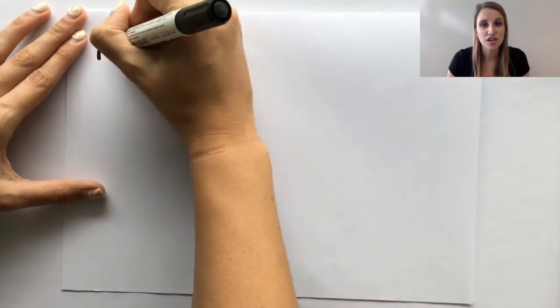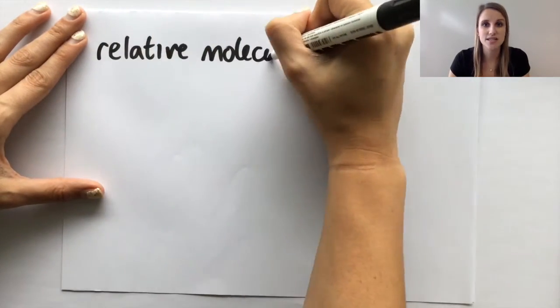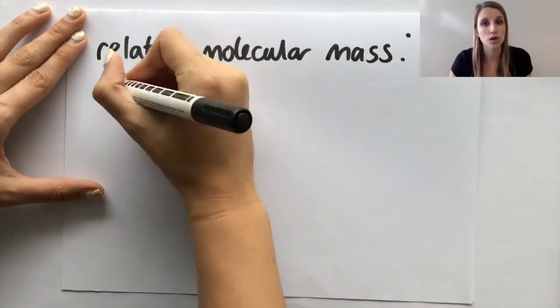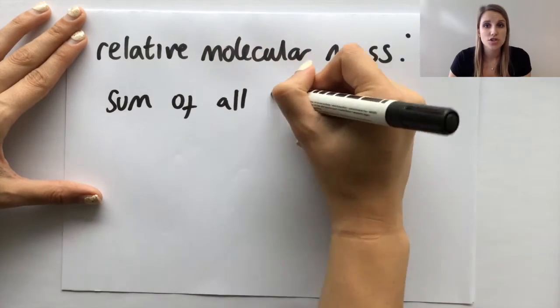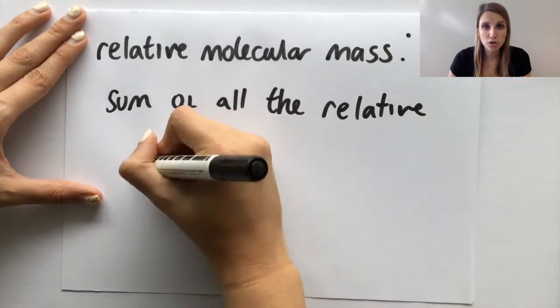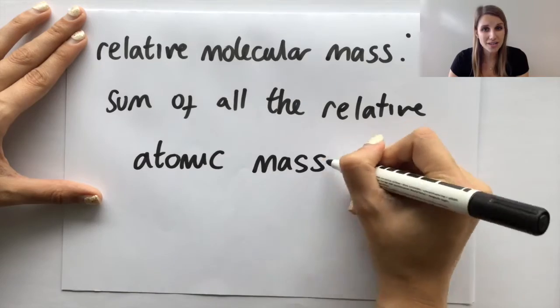The definition of relative molecular mass is the sum of all the individual atomic masses. So what that means is if you've got a molecule, you can work out the mass of that the same as you would do for an atom.